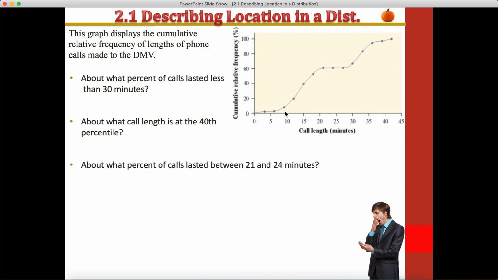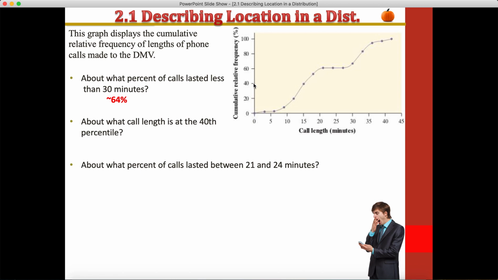So what we should be doing is matching the call lengths to here, because we're saying less than, and this is a cumulative relative frequency chart. What we're looking for is the percentile associated with it, which is just around 64, 65%. Basically I'm looking for the x-coordinate of this point and matching it with the associated y-coordinate. Whereas on the next question, I'm doing the opposite: about what call length is at the 40th percentile?